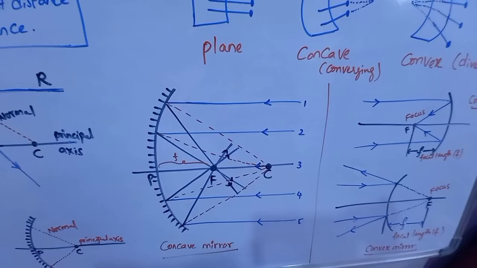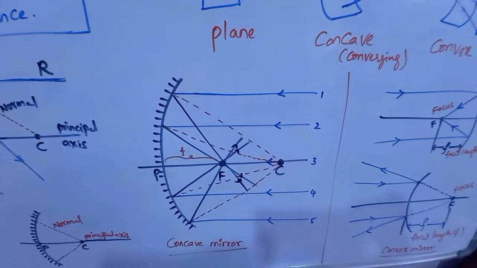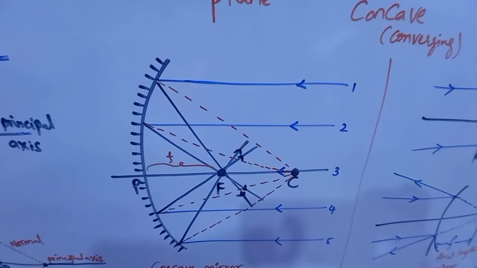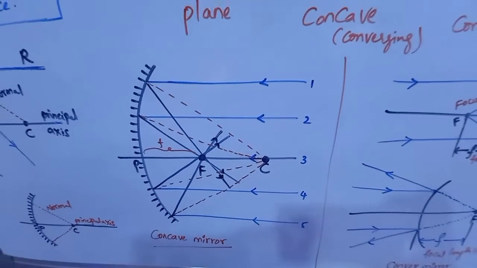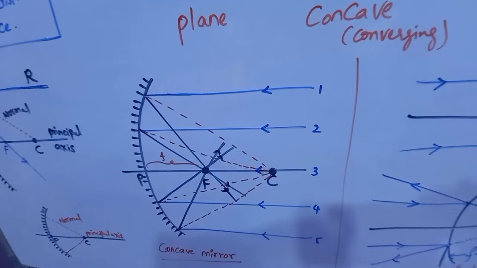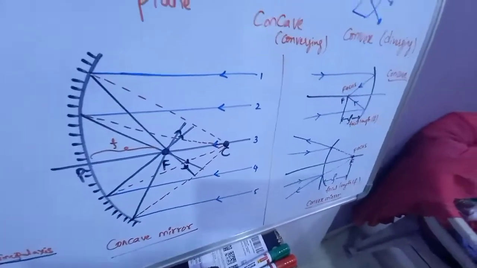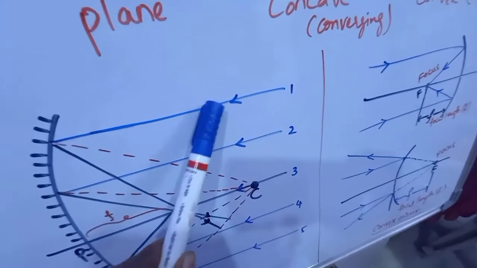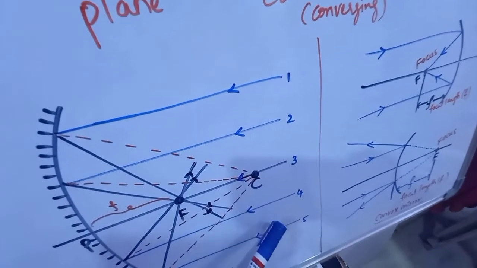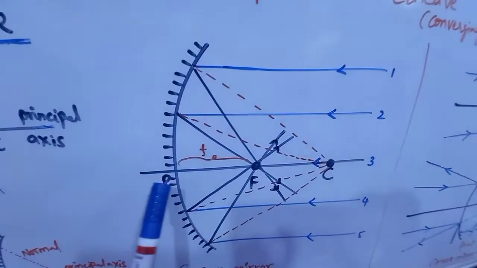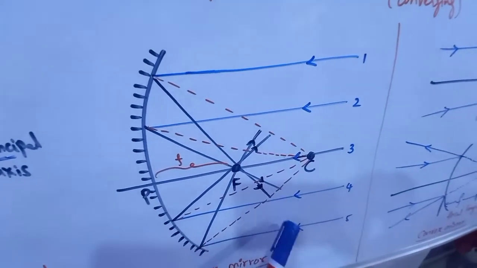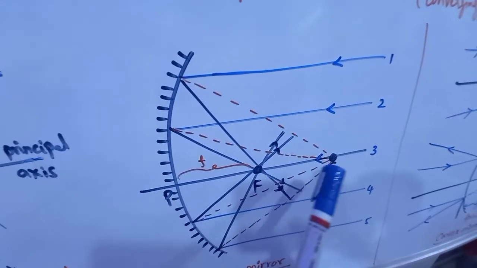The rays coming from the sun parallel to the principal axis of the concave mirror converge to a point. Okay, this point is called the focus or focal point of the concave mirror. I have clearly shown you here that all these lines are the incident light rays which are coming parallel to the principal axis. You all know that this is the principal axis, and these are the incident light rays coming in the parallel direction to the principal axis.